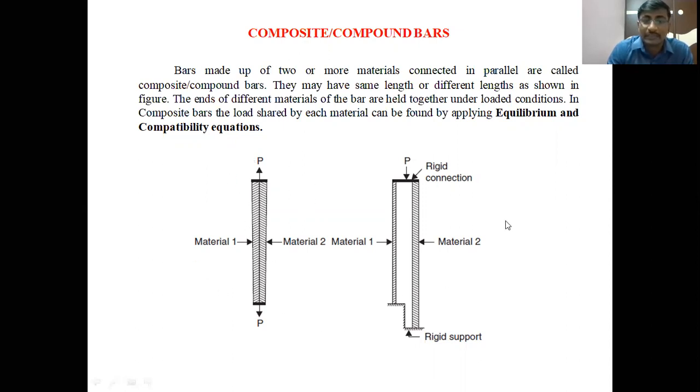These composite bars or compound bars are statically indeterminate bars. Statically indeterminate means we cannot solve these types of bars by the equilibrium equation alone. Along with the equilibrium equation, we require another equation called the compatibility equation. Here the compatibility equation is that the deformation of each material is the same. That is the compatibility equation. Delta L1 equal to delta L2.